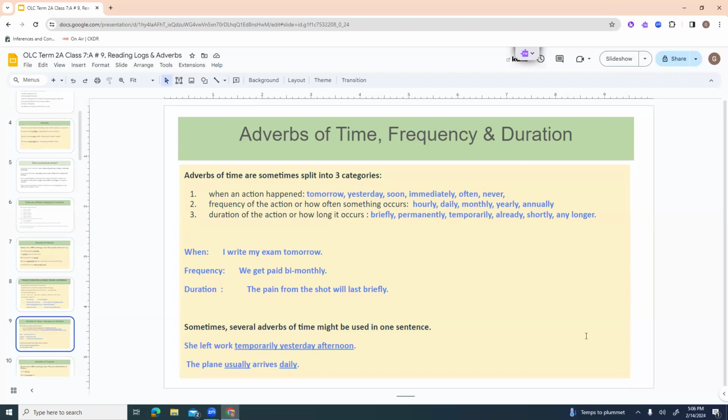So an example of when would be, I write my exam tomorrow. So tomorrow is describing when I'm going to write this. Frequency, we get paid bi-monthly. It's describing our pay time. Duration, the pain from the shot will last briefly. How long will it last? Just briefly. Sometimes you might use several adverbs of time at once in one sentence, like she left work temporarily yesterday afternoon. The plane usually arrives daily.